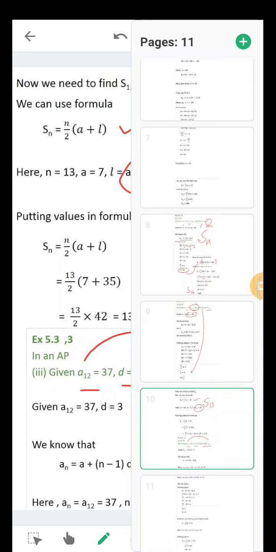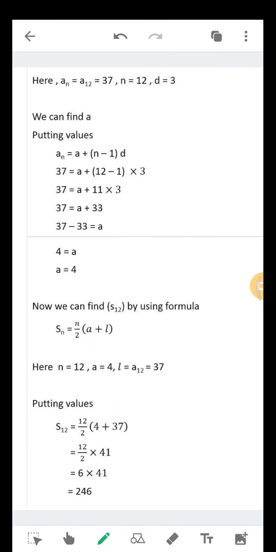Now I'll use the an formula again. Here an is nothing but the 12th term, that is the last term. 37 is equal to a plus 12 minus 1 into d, and from here I get the value of a. 11 into 3 is 33 and 37 minus 33 gives you 4. So the a value is 4. We have got the first term.